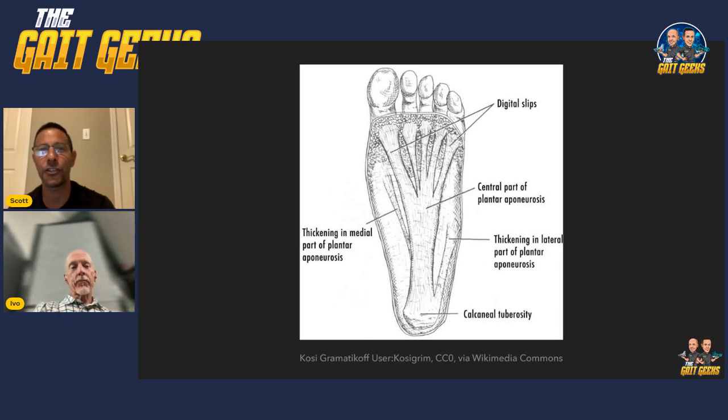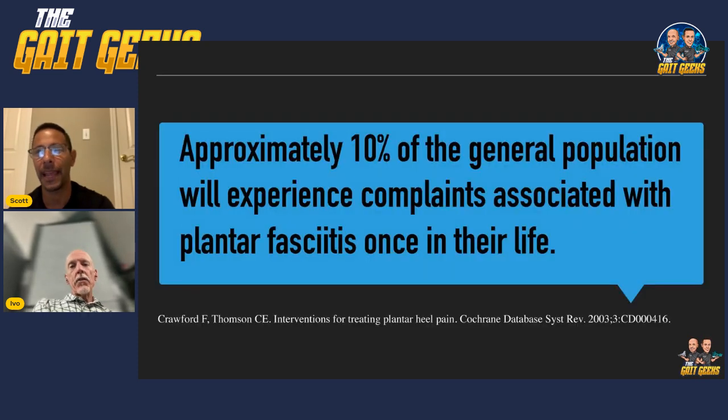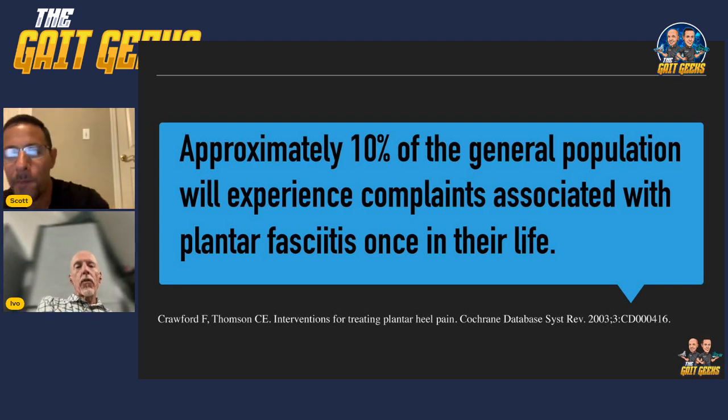You have a slide there that shows the incidence of plantar fasciitis across the spectrum of the population. I think it was something like 10% are going to experience some sort of symptoms over some portion of their lifetime. That's a lot of people, and it may even actually be greater than that. But how long is that?